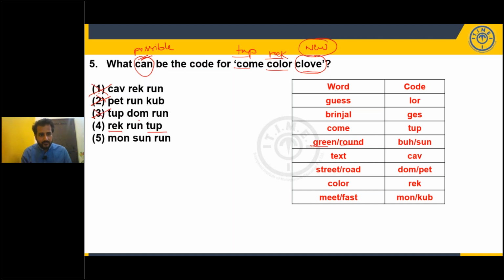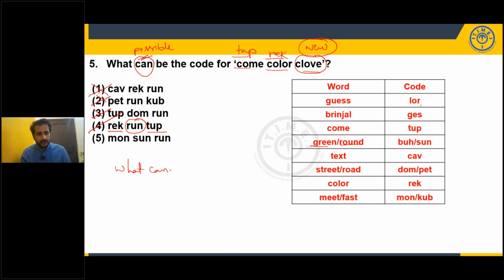TUPREK. And what is the new word? Run. New word is nothing but which is not present here. Is the run present here? No. Run is not present here. So my answer is fourth option. So here completely new word is given.